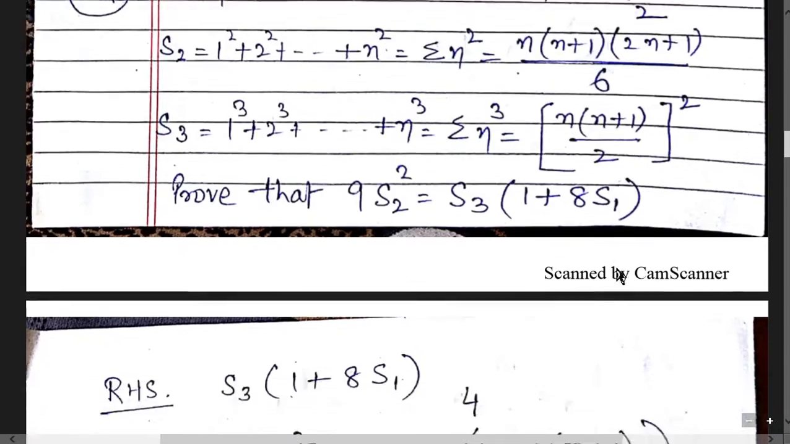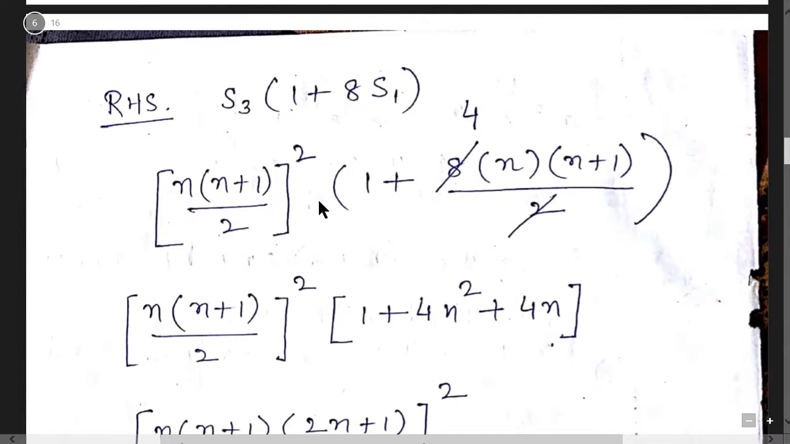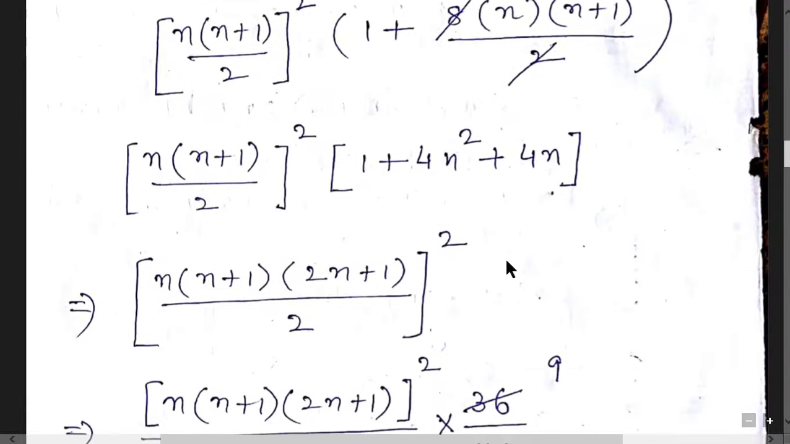You can start from the right hand side. Start from the right hand side, S3 into 1 plus 8 S1. Insert the formula for S3 and the value of S1 in 1 plus 8 S1. Now cancel 2 into 4, 8. It's 4n square plus 4n. What is the meaning of this? 4n square plus 4n plus 1. It's 2n plus 1 whole square.